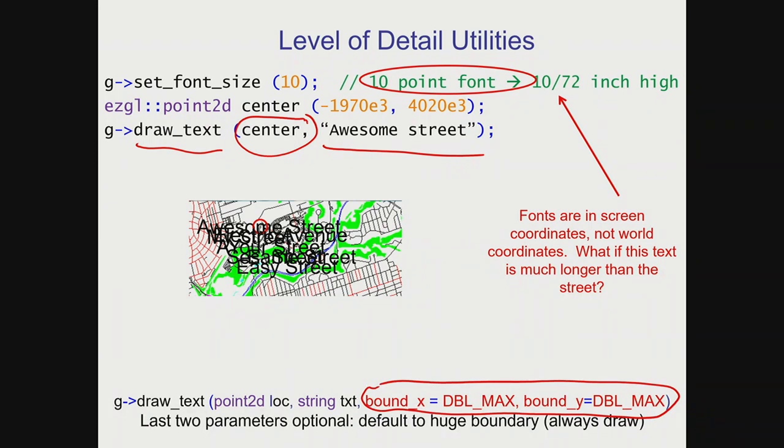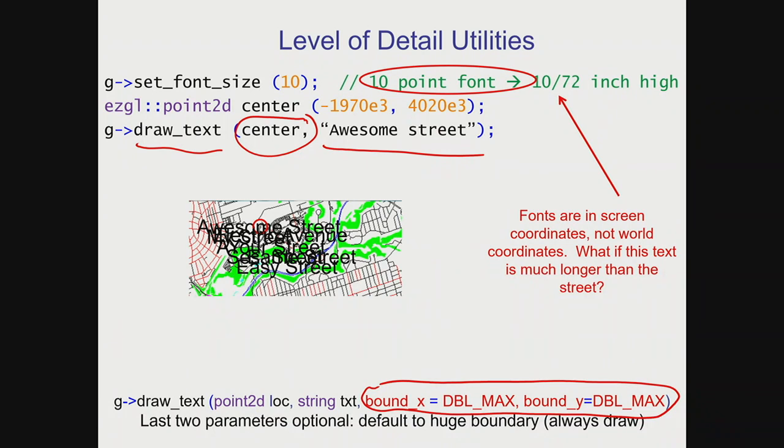You can make optional parameters in C++ by giving them a default value. If you go look at the source code for draw text, you'll see we've given default values to these last two parameters, which means you don't have to specify them. These last two parameters are an X bound and a Y bound. What those bounds are is if the text is going to occupy more than that amount of space on the screen. If you're drawing in world coordinates, then my logical coordinate system for this assignment would be meters on the surface of the Earth.